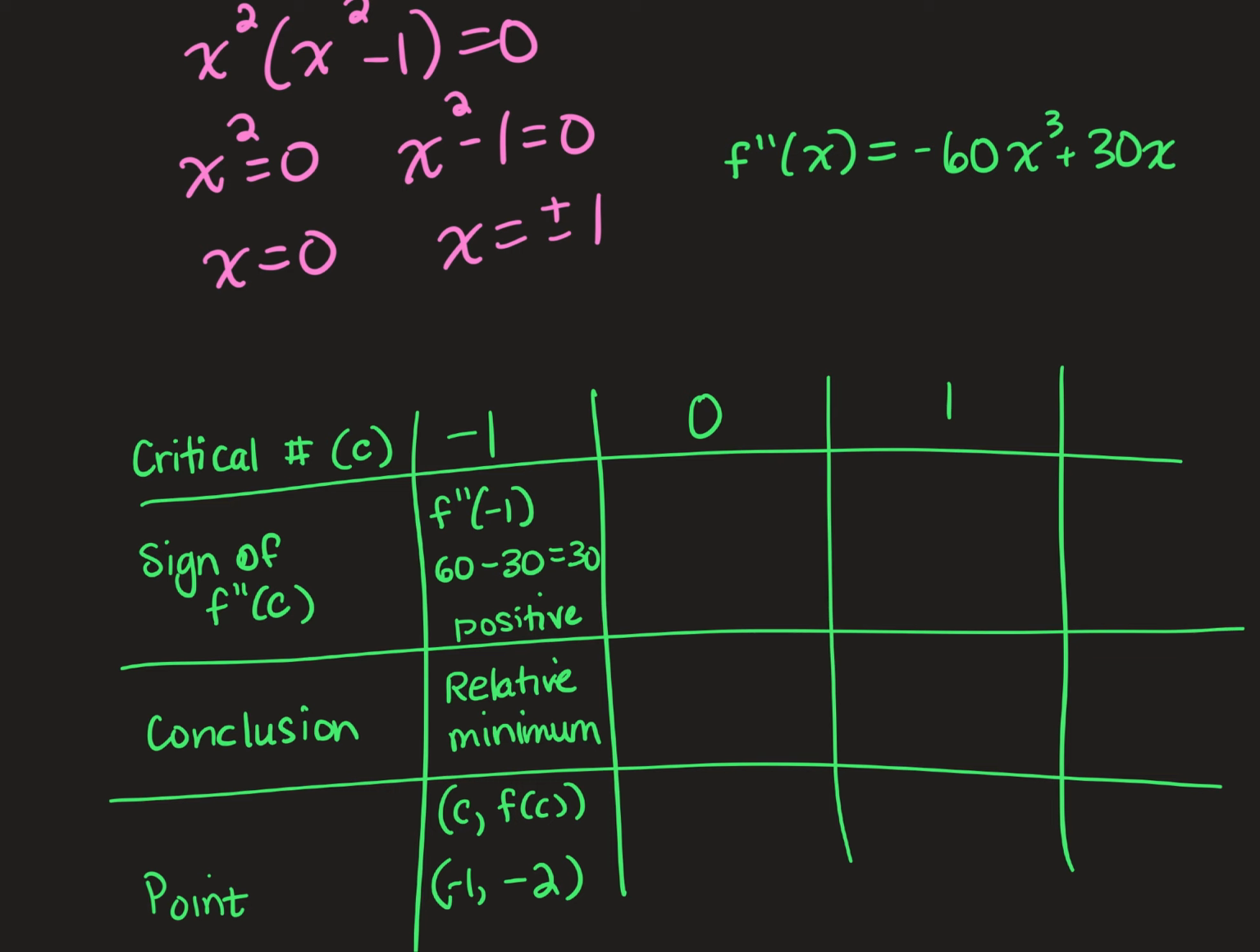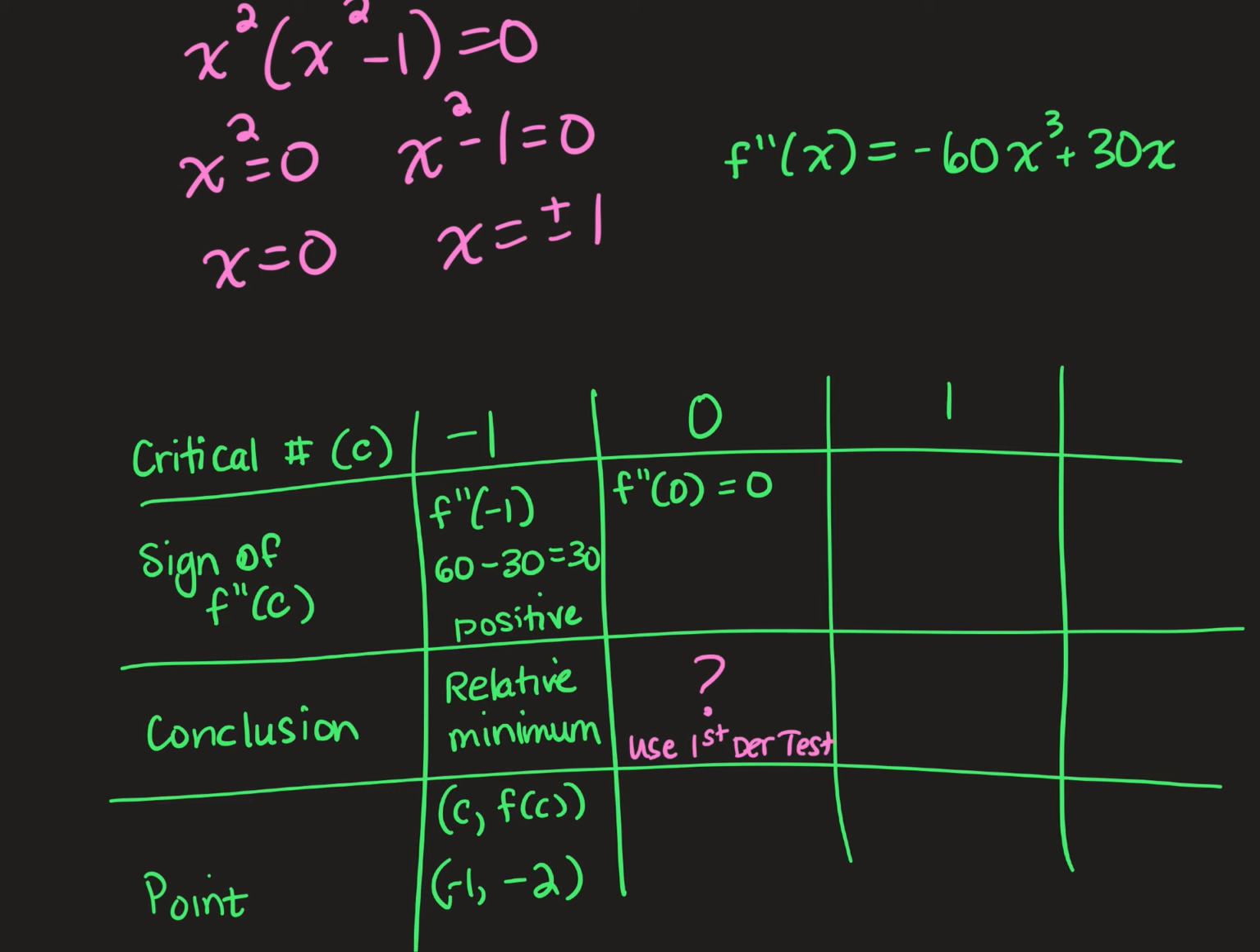All right, let's go through 0. So f double prime of 0. If we plug that in, it's exactly 0. Now this is an instance when the test fails, so I can't really make any conclusions. I'm going to have to use the first derivative test, and we'll do that in just a minute.